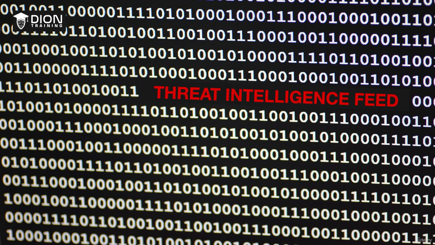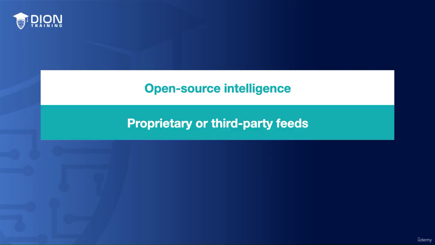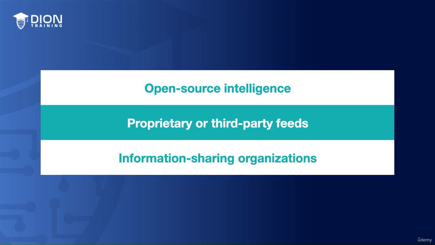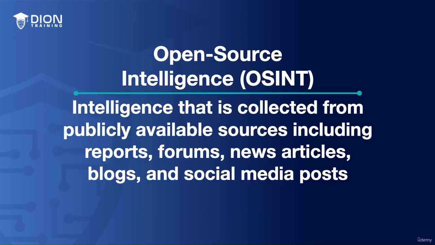This threat intelligence can be received from various sources, including open source intelligence, proprietary or third-party feeds, information sharing organizations, and the dark web. So let's take a quick look at each of these four sources of threat intelligence that we can be using inside of our organization. First, we have open source intelligence.